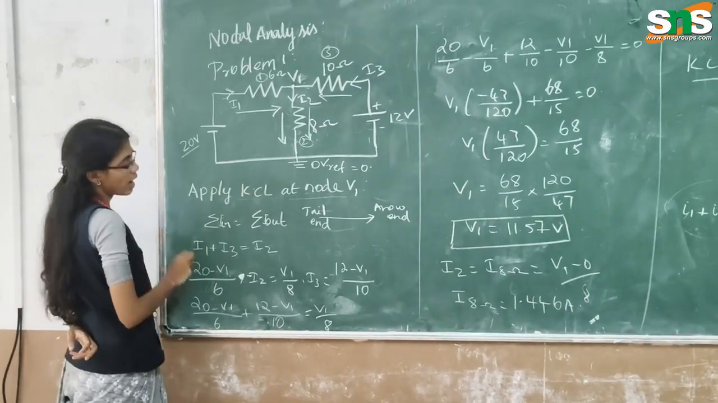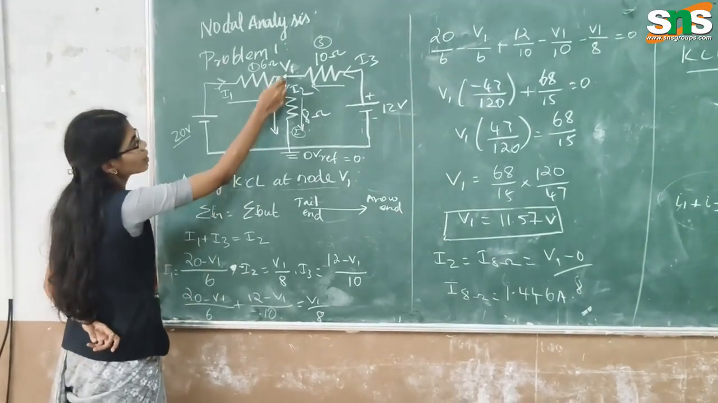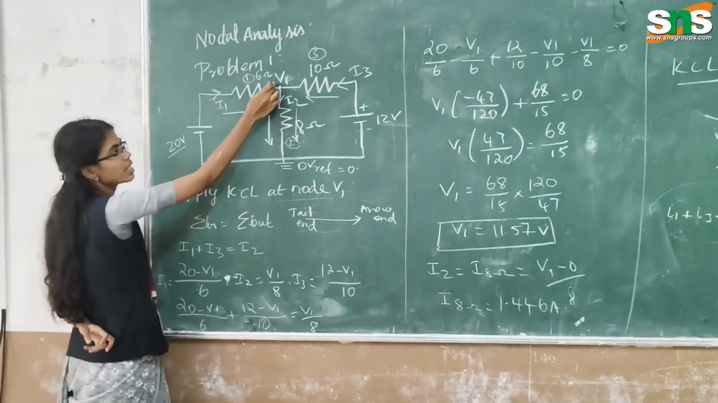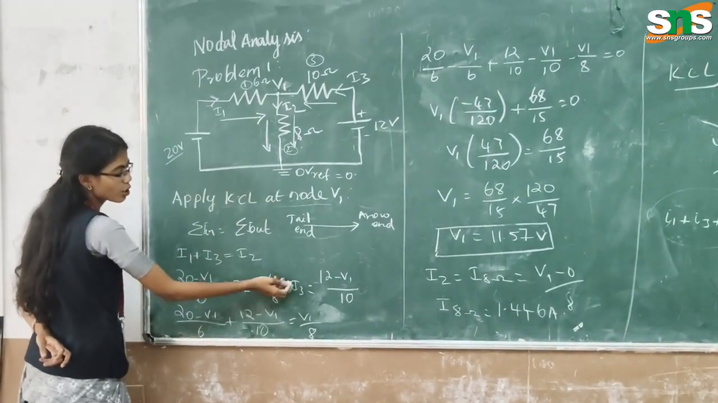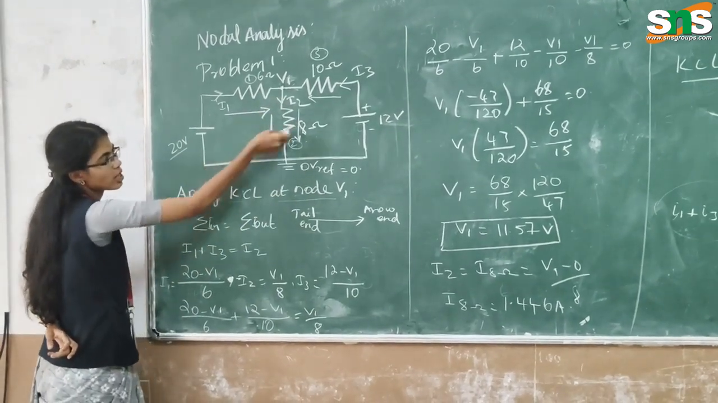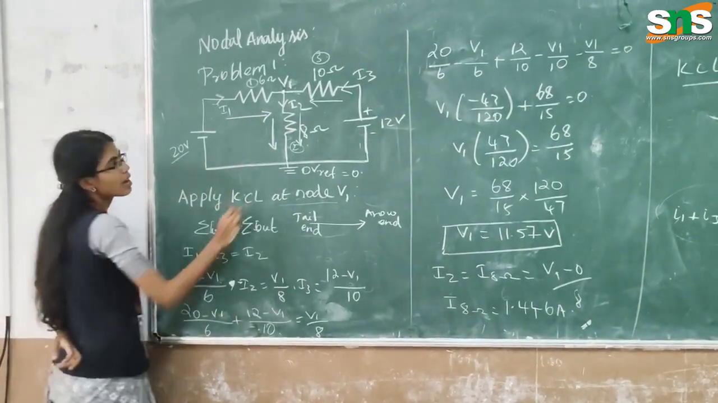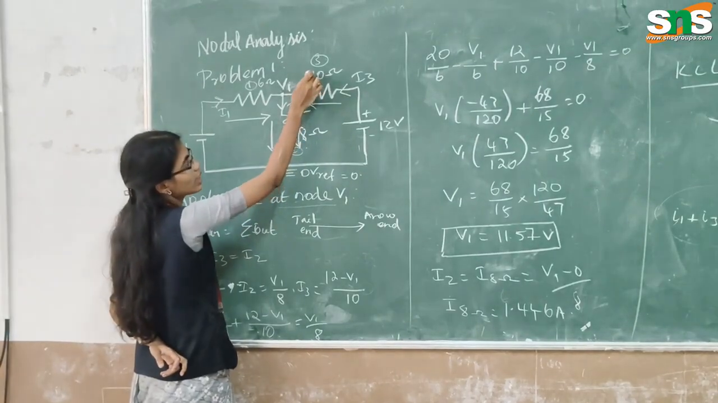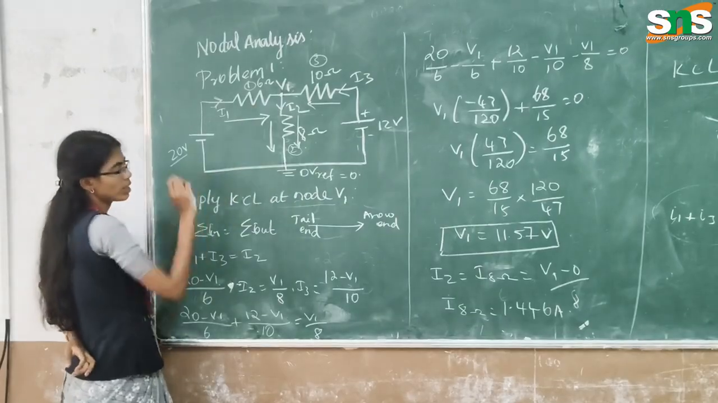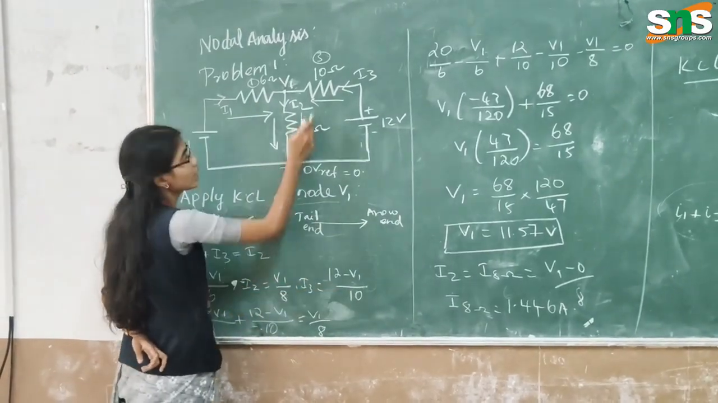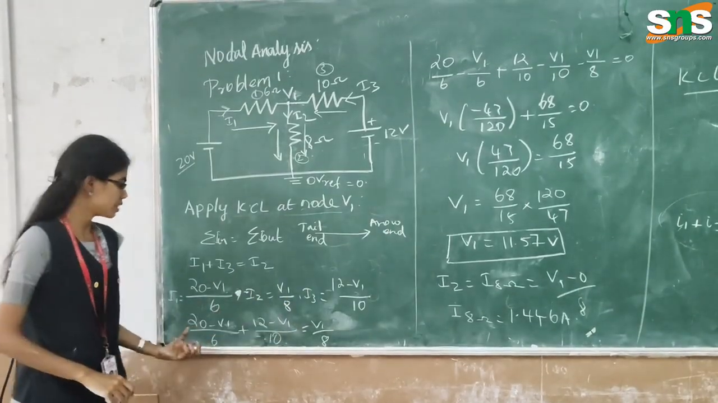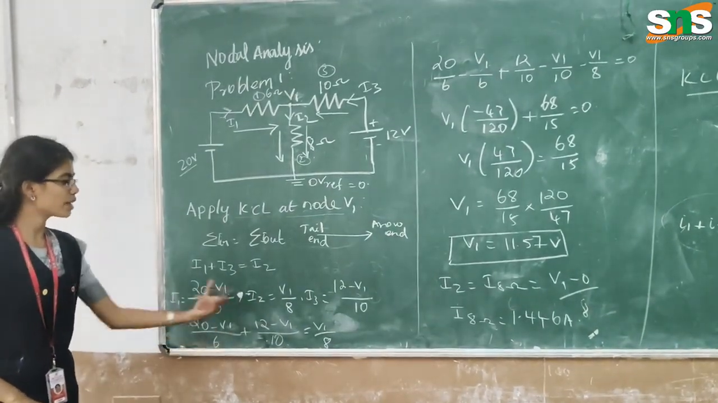Whereas for I2, V1 is the tail end and the reference voltage is the arrow end. So I consider V1 minus 0, and the 0 is negligible. V1 minus 0 divided by the resistance across this, which is 8 ohm. For I3, the 12 volt is the tail end and V1 is the arrow end. So 12 minus V1 divided by the resistance, which is 10. So I rewrite this and then we can solve the equation.